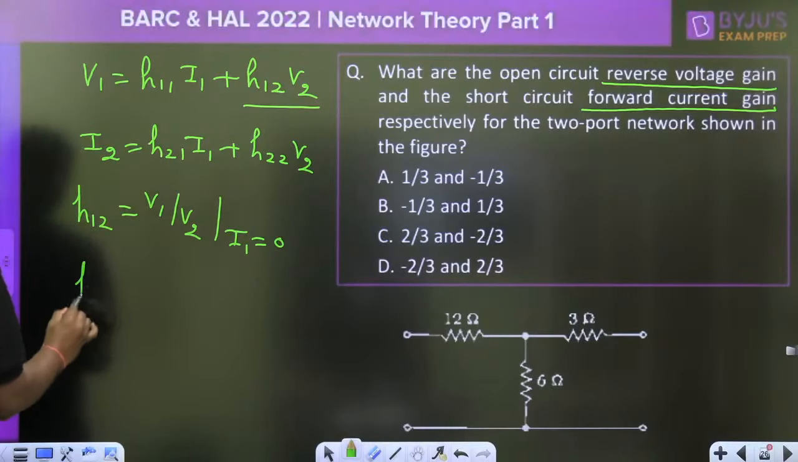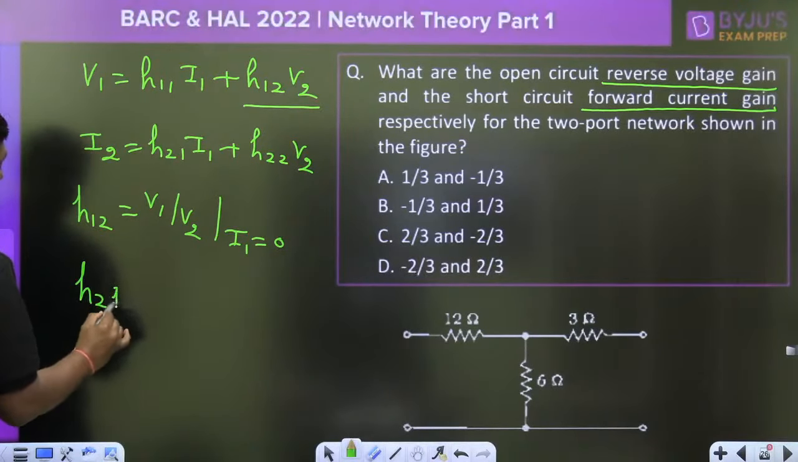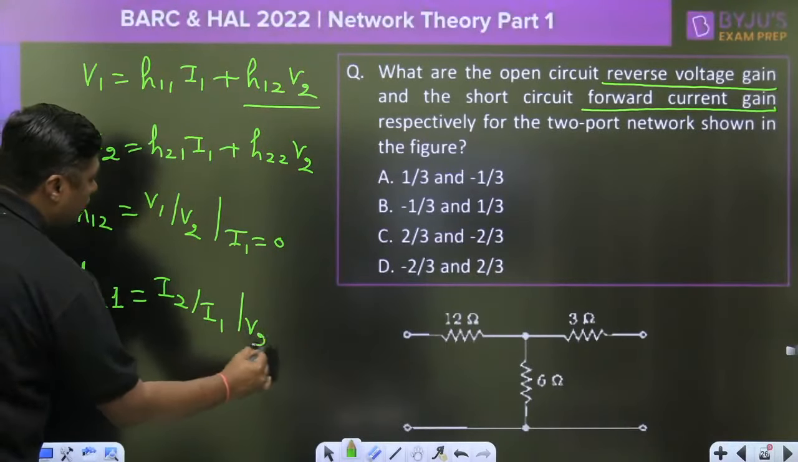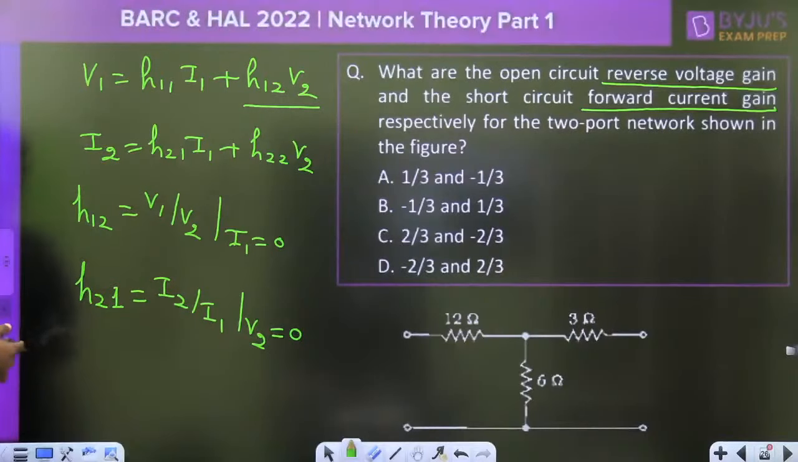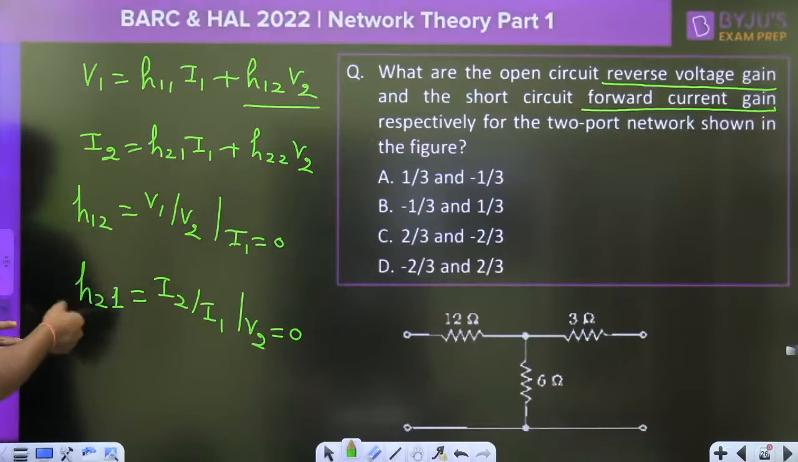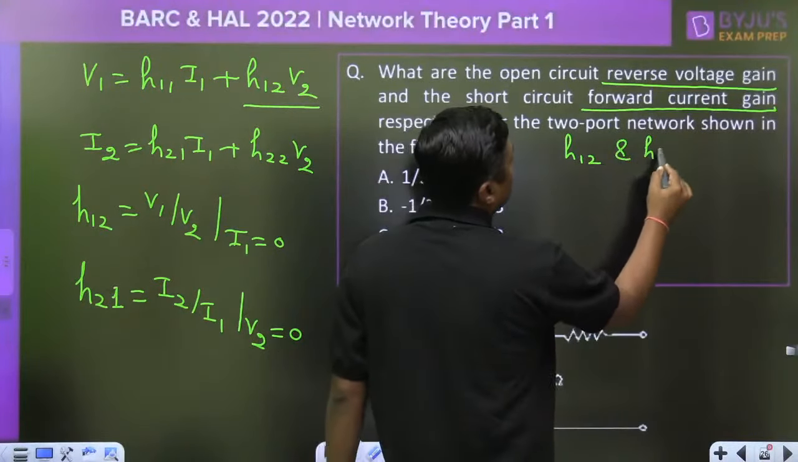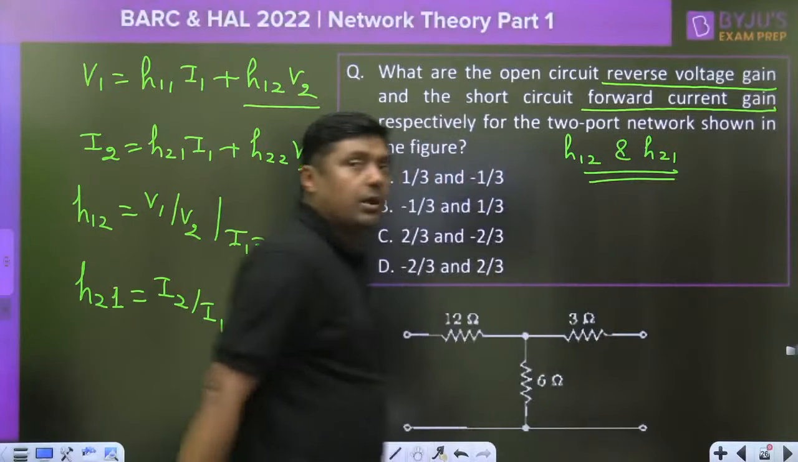Second, forward current gain. This H21 is called forward current gain. H21 is I2 by I1 with V2 equal to 0. So this is called forward current gain. H12 is what? Reverse voltage gain. H21 is what? Forward current gain. It means they may directly ask, find the value of H12 and H21. Just a change in the language. Simple.